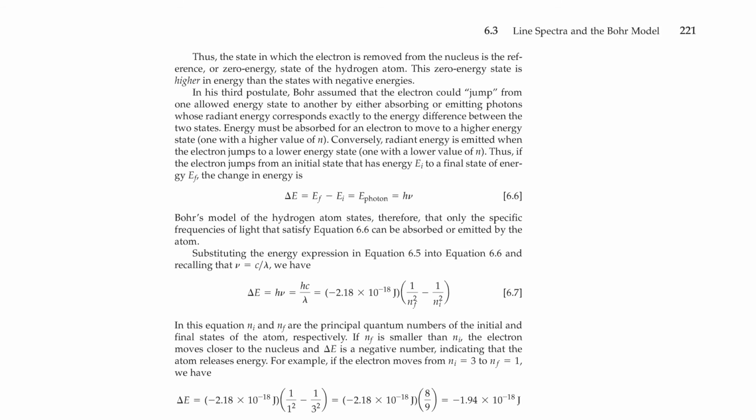Substituting the expression in equation 6.5 into equation 6.6 and recalling that nu is the speed of light over lambda, we have the change in energy. In this equation, n_i and n_f are the principal quantum numbers of the initial and final states of the atom, respectively. If n_f is smaller than n_i, the electron moves closer to the nucleus, and delta E is a negative number, indicating that the atom releases energy. For example, if the electron moves from n equals 3 to n equals 1, we have negative 1.94 times 10 to the negative 18 joules.